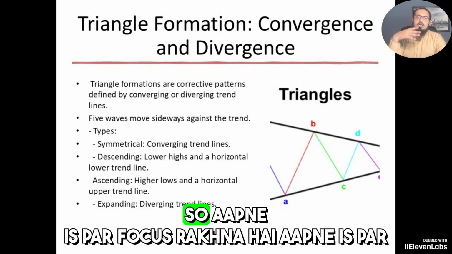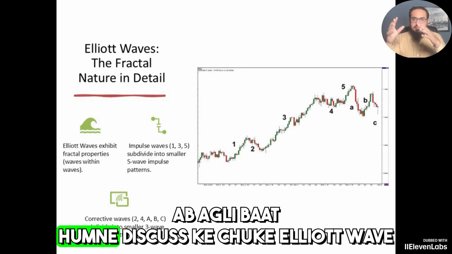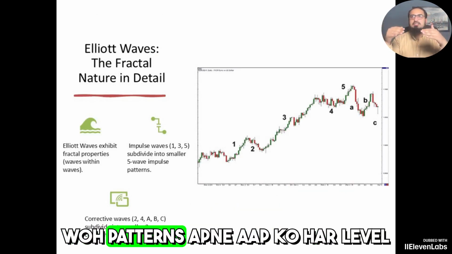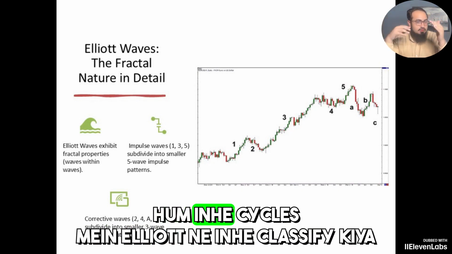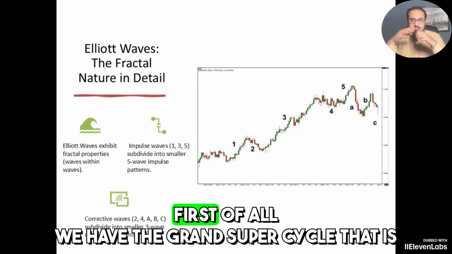So you should focus on that. Pay attention to which trading methods work for you. Now the next thing we discussed is that a wave is a pattern in which patterns are found, and patterns keep repeating themselves at every level. We have classified them into different cycles so that they can be designated and identified.